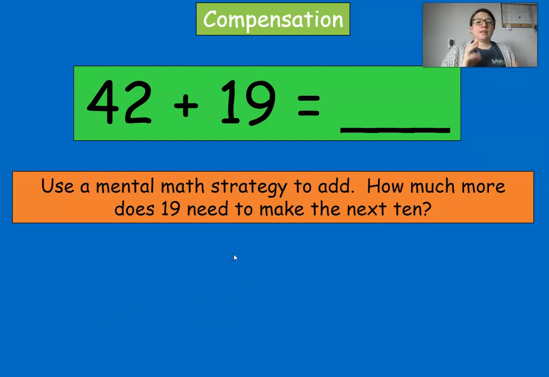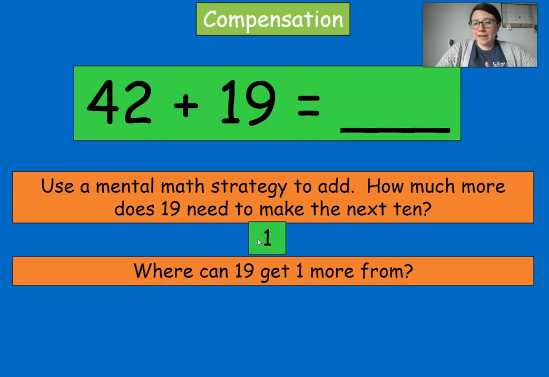So, let's try and do this in our heads. Don't grab any paper yet. We'll do as much in our heads as possible. So, let's look at this problem. Which number is closer to its next 10? 19, right? How many more do we need to add to that to get it to its next 10? Good, just one. We'll get it to 20.